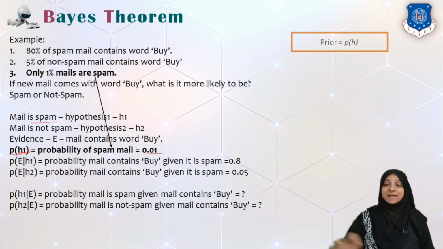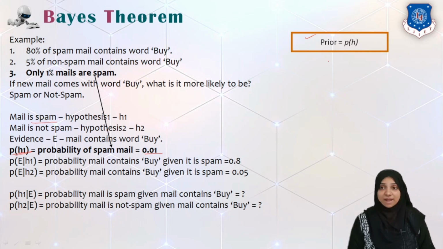Now, whatever value we have calculated here is called the background or prior information, prior probability, or simply prior, which is denoted by P of H. If there are multiple hypotheses, we would have P of H1, P of H2 and so on.